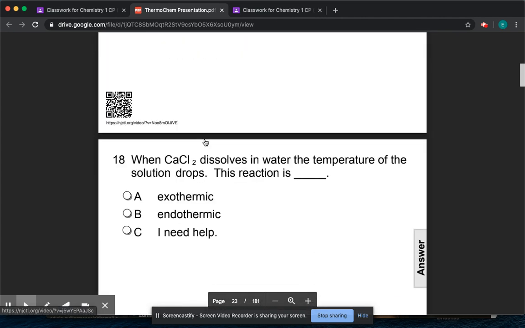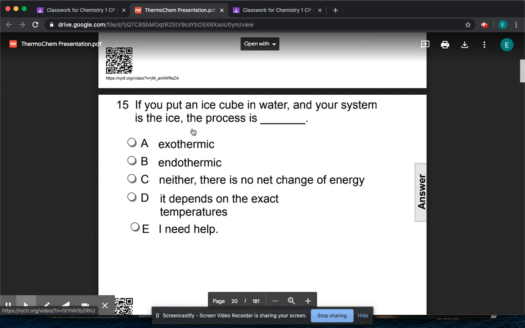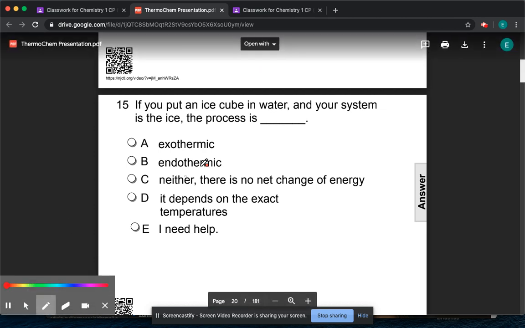And then I'll do one more because I don't want to make these videos too long. And you can look at the other examples from our practice. If you put an ice cube in water and your system is the ice, the process is considered to be what? The system is the ice. If you're putting ice in water, it's because usually you want to cool down the water. So let's make the assumption the water is the warmer thing in this case. If the water is the hot thing and the ice is the cold thing, that means the energy is going to go from the water to the ice cube.